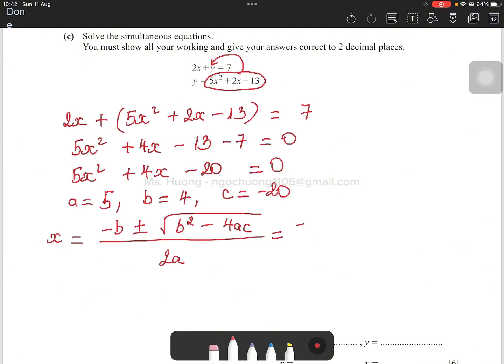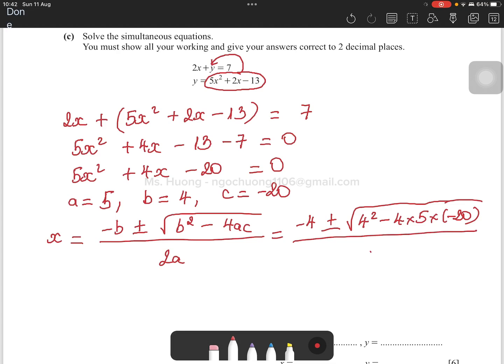b is 4, so negative b is negative 4, plus or minus the square root of b squared minus 4 times a times c, all over 2 times a. And you can use your calculator to do this. It is going to be negative 2 plus or minus 2 times the square root of 26 over 5.